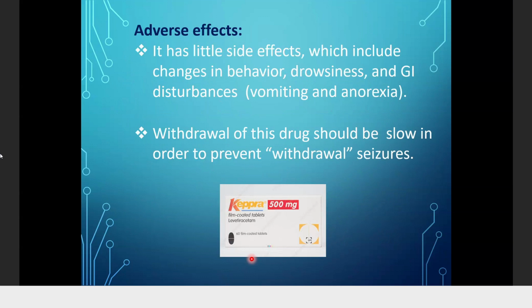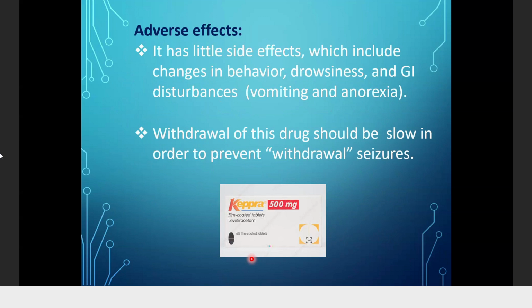And then the withdrawal of this drug should be slow, to prevent withdrawal seizures. So you have to slowly withdraw the drug, with animals that are given it for a long time to control seizures.